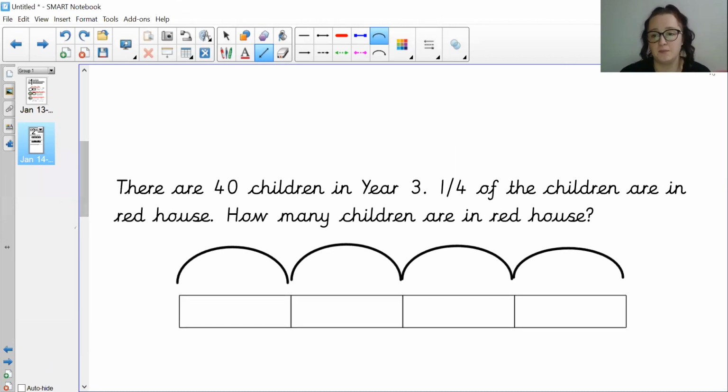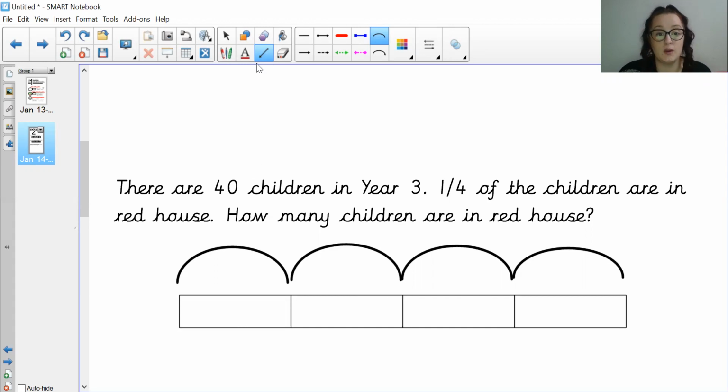my question here, let's read it. There are 40 children in Year 3. One quarter of the children are in Red House. How many children are in Red House? So what we need to do is have a look at the bar chart below. We know that my whole 40 has been split up into quarters, which is what this demonstrates here. Okay, now we are looking for 1 quarter. So we need to figure out a quarter of 40.